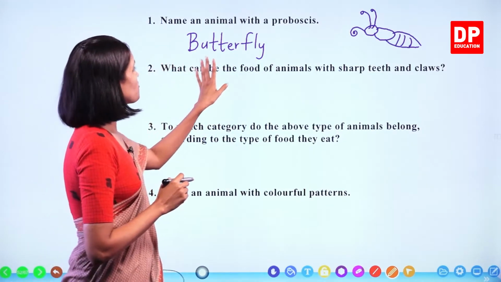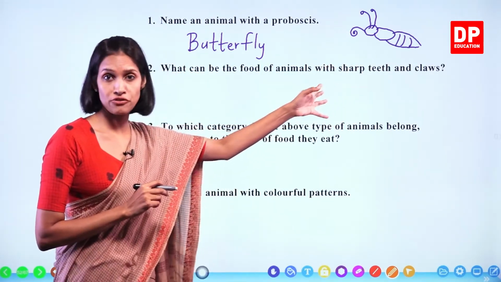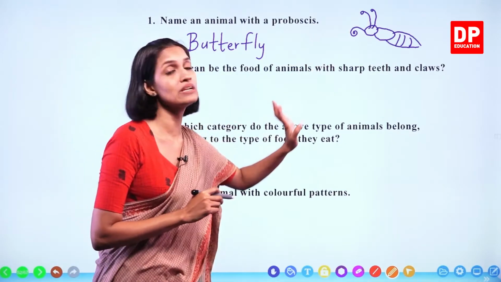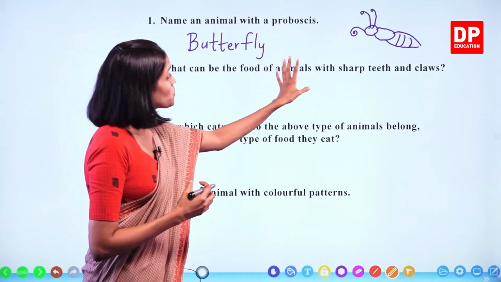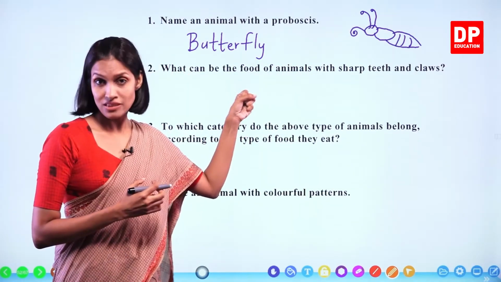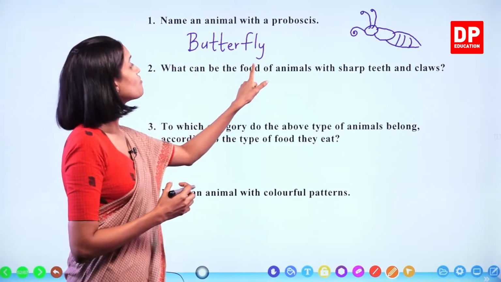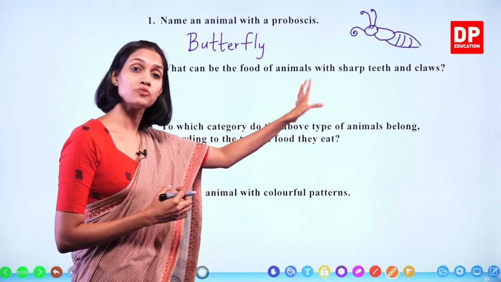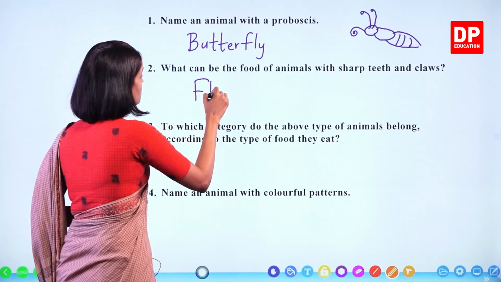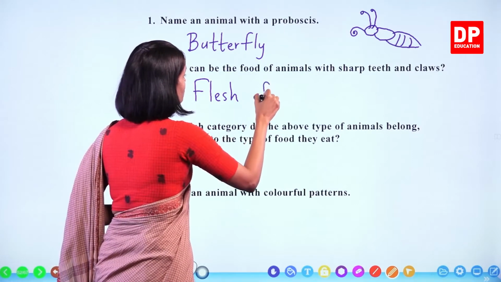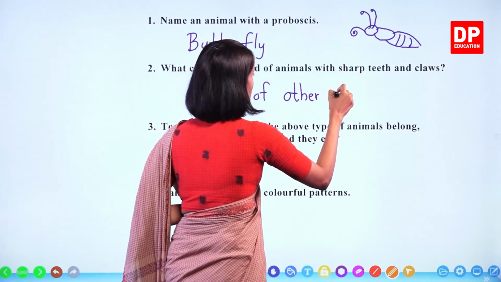What can be the food of animals with sharp teeth and claws? We discussed this under different types of animals, right? Do you remember we learned about carnivores? They feed on flesh, right? So those animals, to tear meat, they need these type of sharp teeth and claws, okay? So what can be the food of animals with sharp teeth and claws? Most probably the flesh of the other animals, okay? Flesh of other animals.